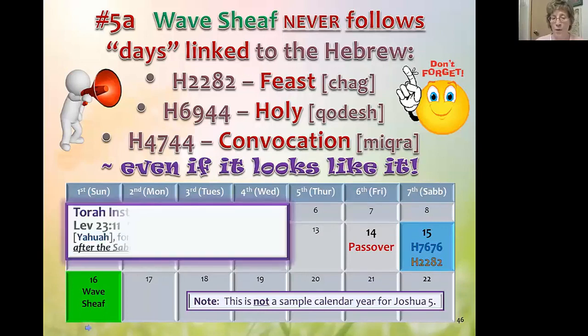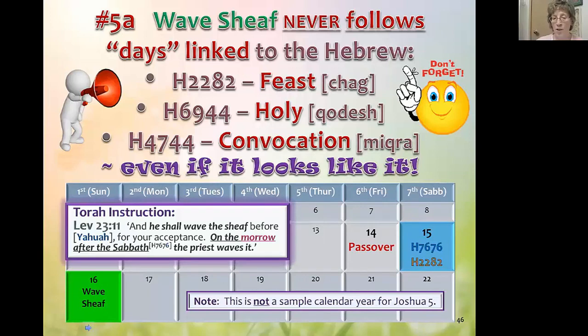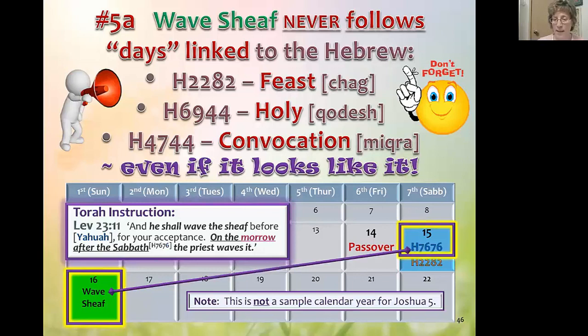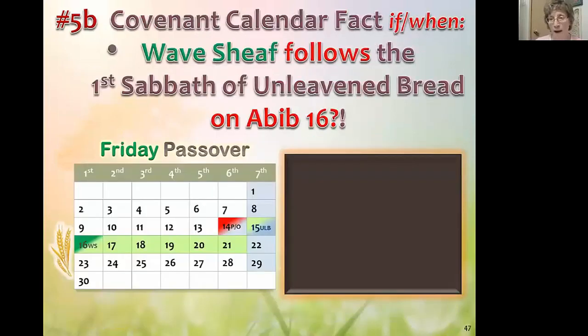Remember that Torah instruction: and he shall wave the sheaf before Yahuwah for your acceptance on the morrow after the Shabbat, after the weekly Sabbath, not a feast Sabbath. Right there is your wave sheaf, and it's getting waved after the 7676, even though 2282 is also on the same day. We'll do a little more work on this.